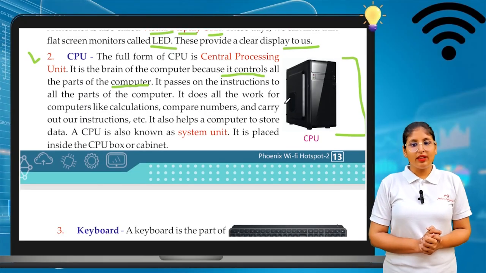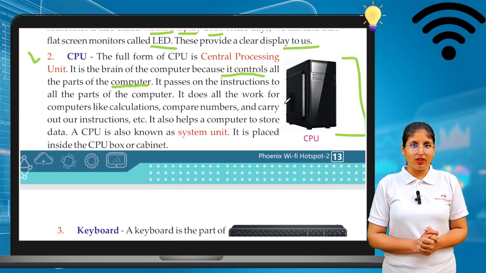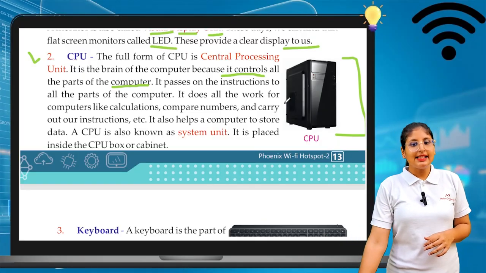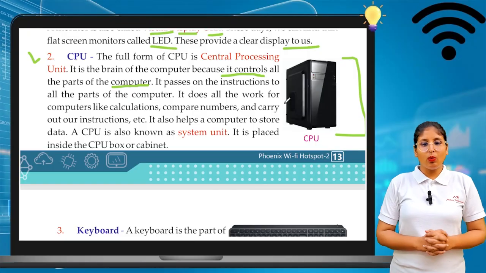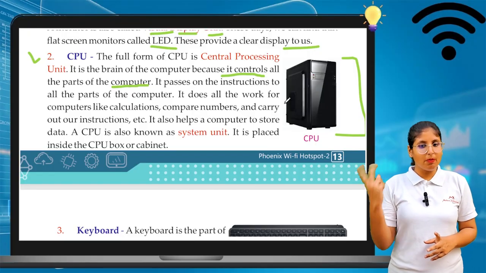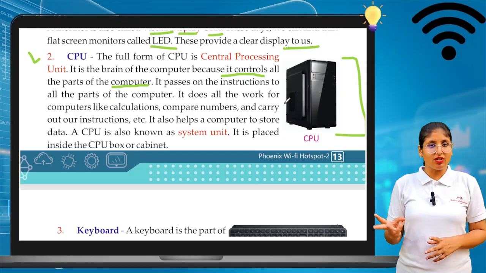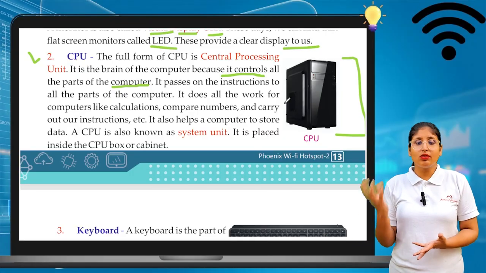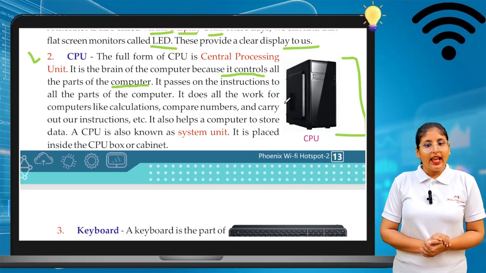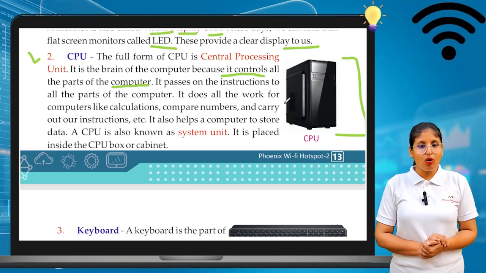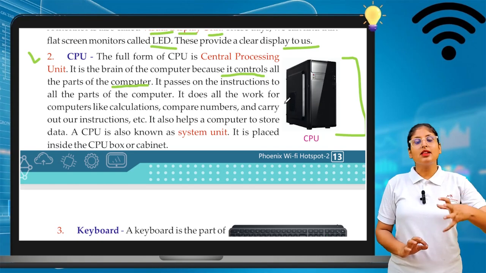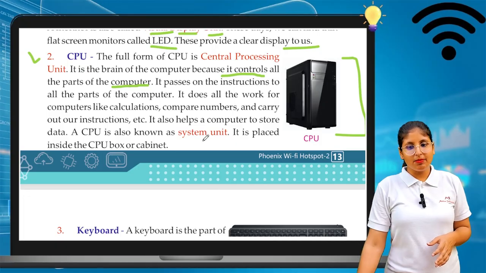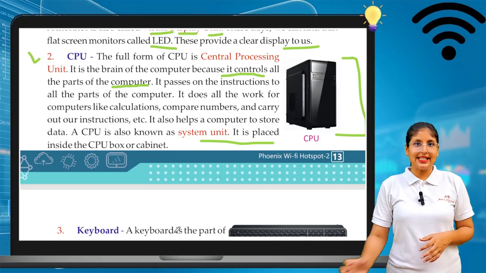It passes instructions to all the parts of the computer. It does all the work for computers, like calculation, comparing numbers and carrying out other instructions. Because it is the brain of the computer, it can perform all these things. It also helps the computer to store data. A CPU is also called the system unit.